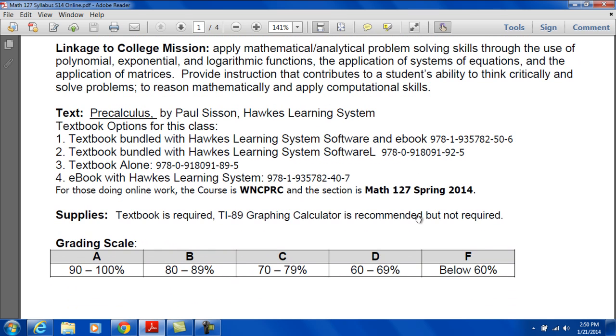Linkage to college mission: apply mathematical and analytical problem-solving skills through the use of polynomial, exponential, and logarithmic functions, the application of systems of equations, and the application of matrices. Provide instruction that contributes to students' ability to work and think critically and solve problems, to reason mathematically, and apply computational skills.